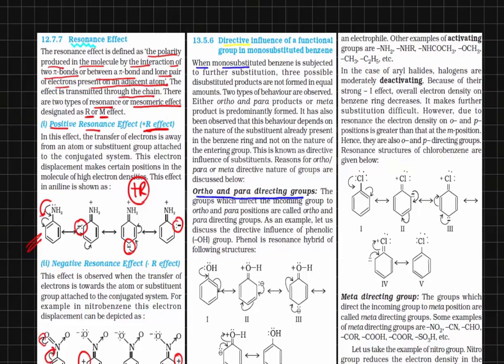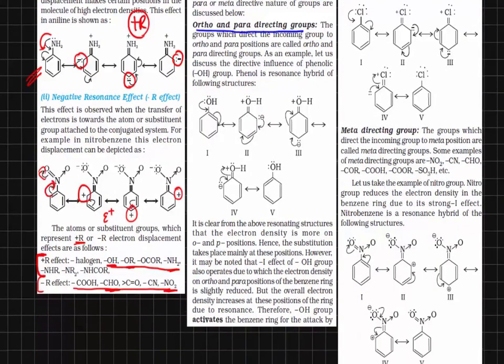When mono substituted benzene, meaning benzene in which one H has been replaced, is subjected to further substitution, the three possible disubstituted products are not formed in equal amounts. Two types of behavior are observed: either ortho and para products or the meta product is predominantly formed. This behavior depends on the nature of the substituent already present. That means the group already present determines where the new group comes, either ortho para or meta.